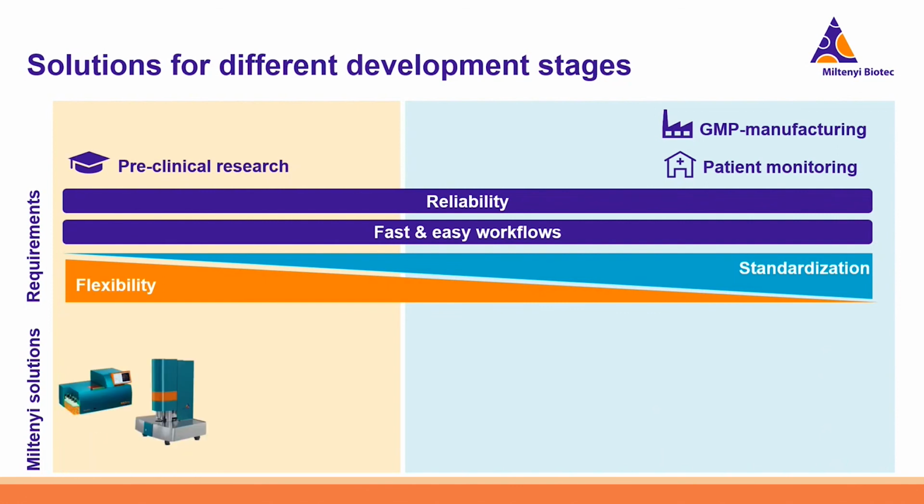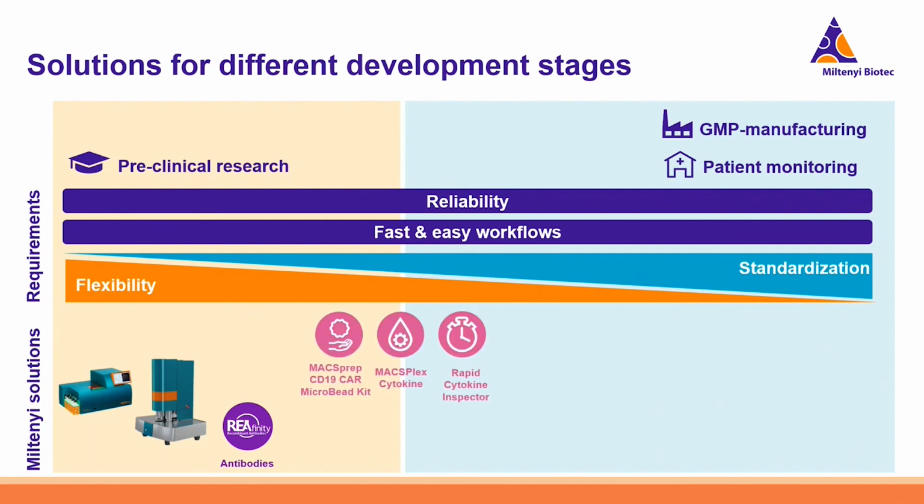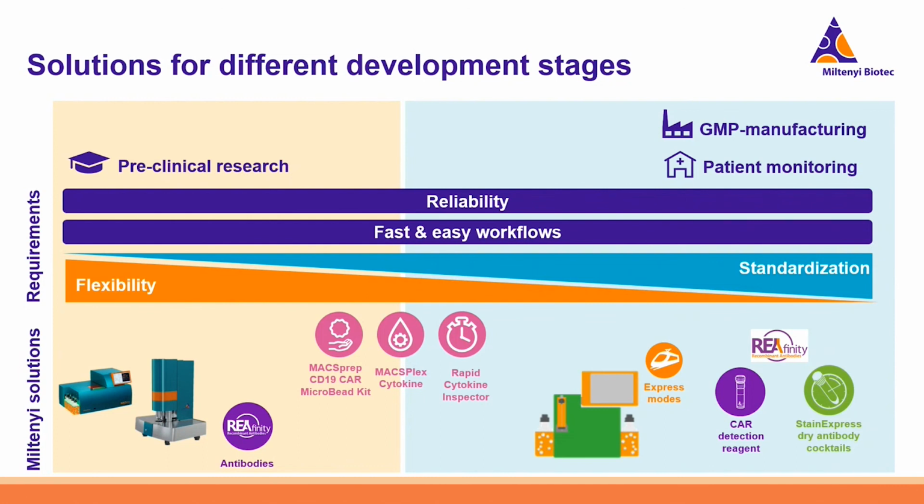So we have the right imaging tools for target discovery, as well as our REAffinity recombinant antibodies, which you can use to design your individual highly reliable panels, as well as our ready-to-use kits and antibody cocktails. And for the highest standardization needs in flow cytometry, the full workflow package with the MaxQuant and the express modes, our StainExpress dry antibody cocktails, and the CAR detection reagents.